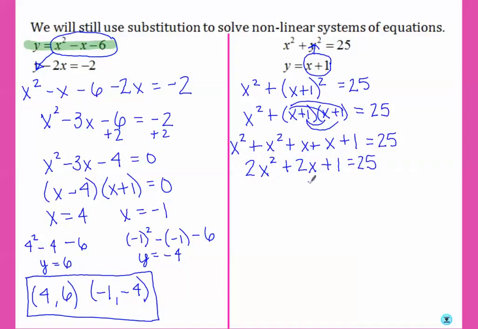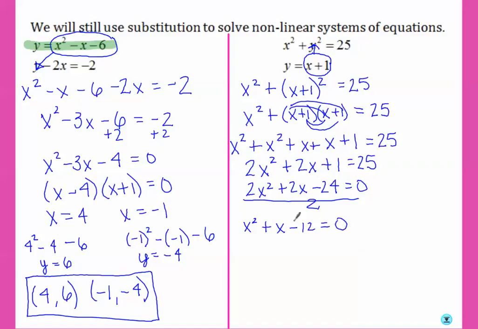Again, since we have x squares and x's, we need to make it equal 0. So 2x squared plus 2x minus 24 equals 0. What do you notice about all of these terms? They're all divisible by 2. So we get x squared plus x minus 12 equals 0.